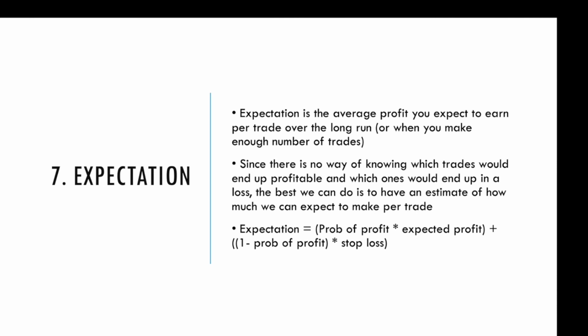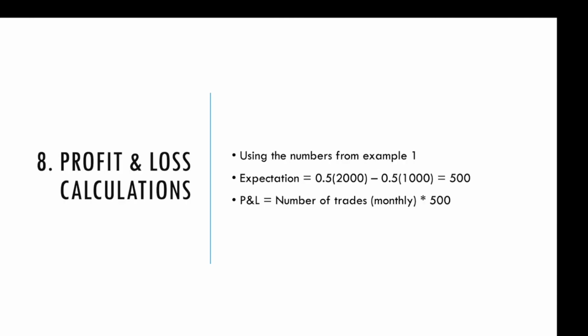Probability of profit times expected profit plus 1 minus the probability of profit times the stop loss. Using the numbers from example 1 and the formula in the last slide, we can calculate the expectation or expected profit of 500 on each trade, meaning we can expect to make 500 on every trade in the long run from our strategy. To calculate the P&L, you can simply multiply the number of trades with the expectation.